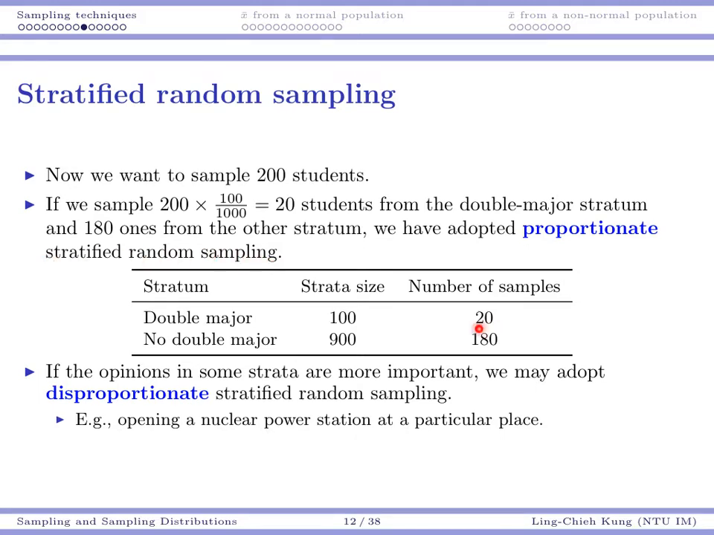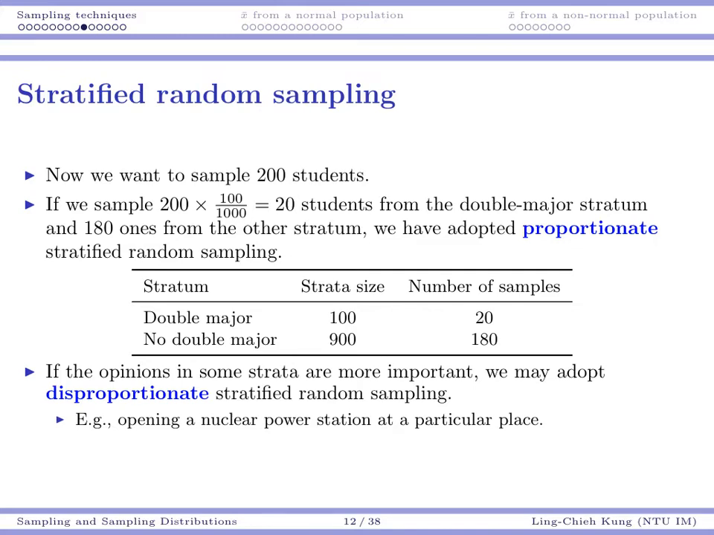We generate the random sample based on the relative size of each stratum. With that, we can somewhat make sure that our random sample has better representativeness of our population.